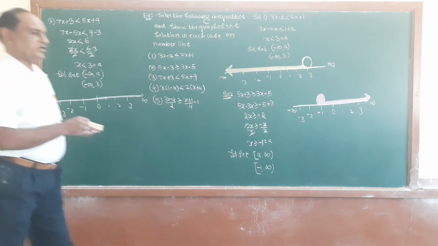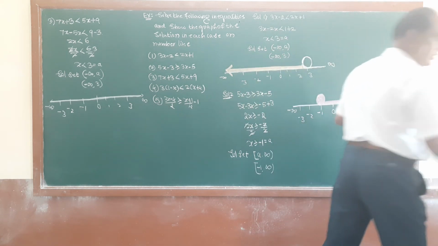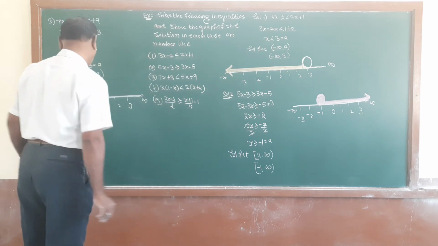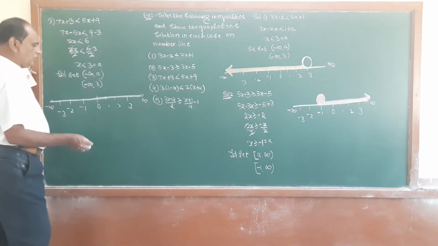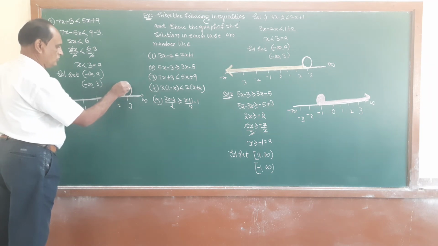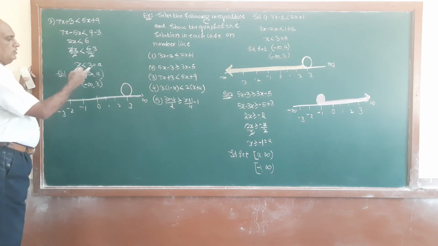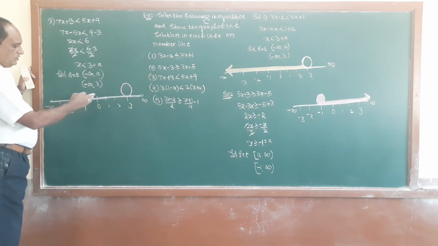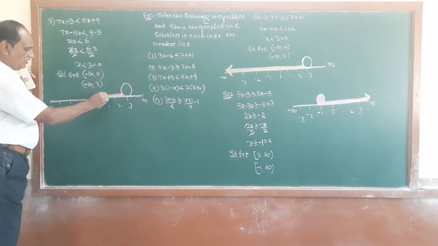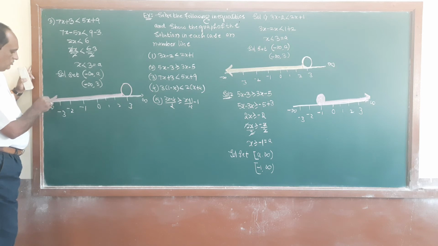So it is open interval or closed interval. Less than, that is open interval, so that is open interval at positive 3. Less than 3, that is on this side, with the open interval on the real number line, so on this side put an arrow mark.